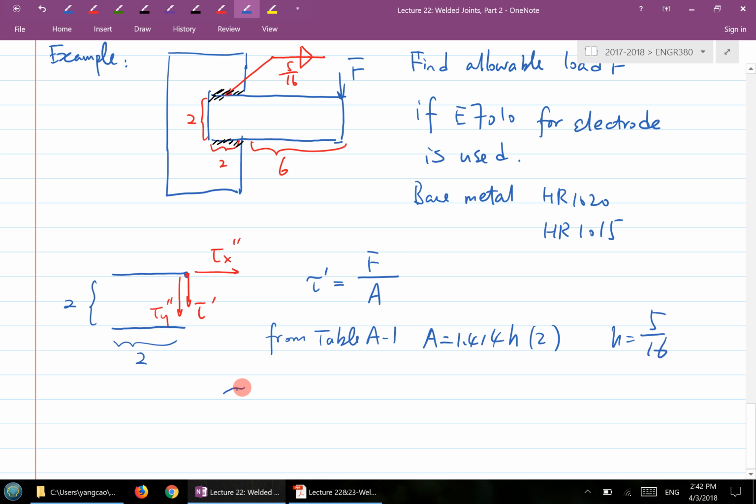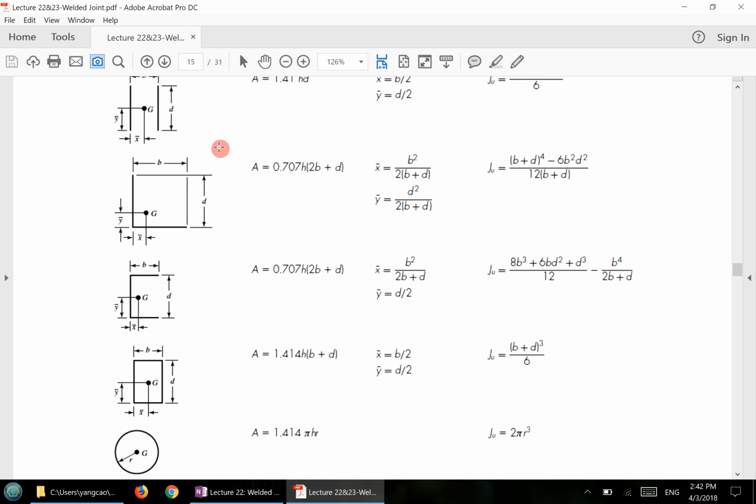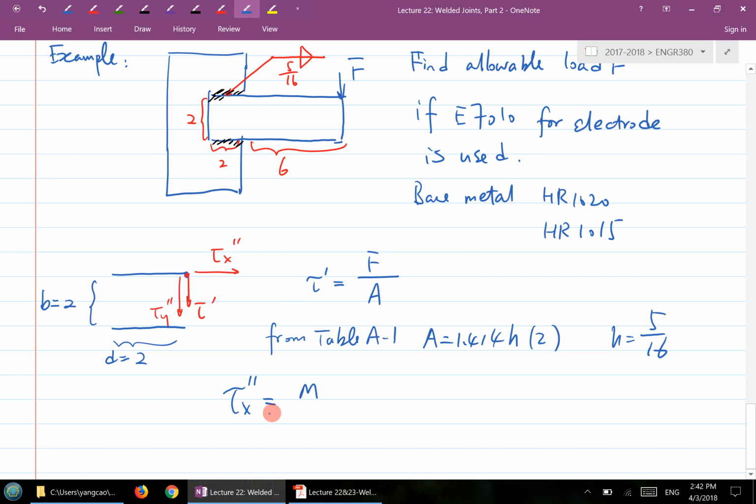And then we can calculate tau x double prime. Tau x double prime equals M times, so maybe I should label this correctly here. This is D equal to this, and B equal to 2, according to table 9-1. So if I calculate tau x double prime, that should be M times, sorry, what's B and D again? Just give me a second here. D is this, yes. So what should I use here? M times B over 2, divided by J, right? That's how you generate tau x double prime.